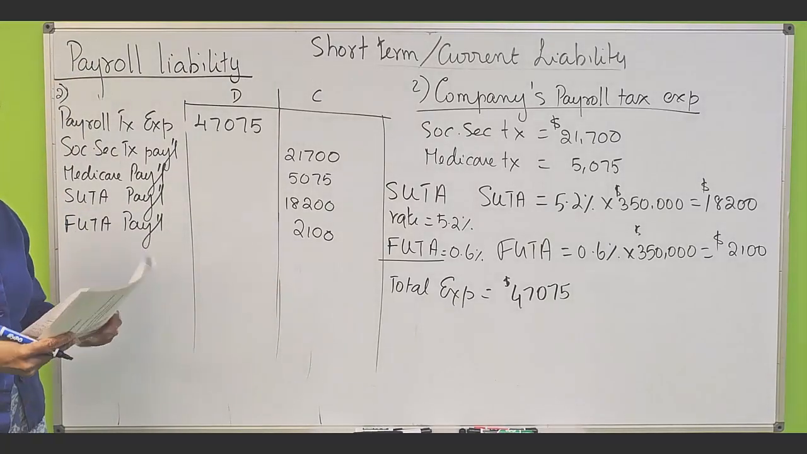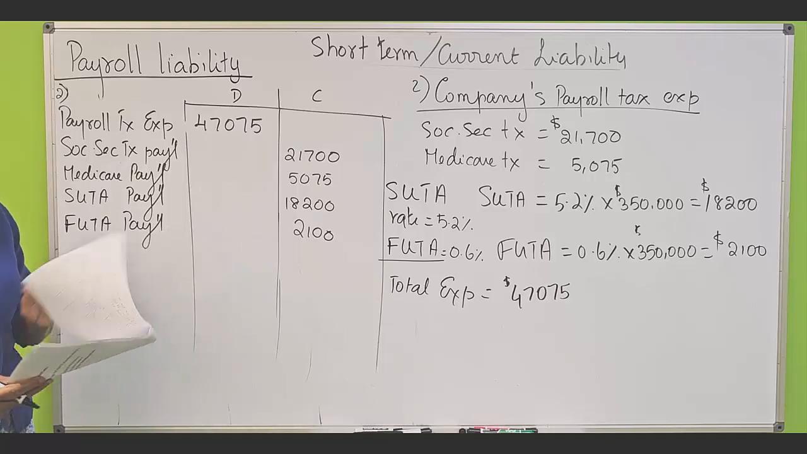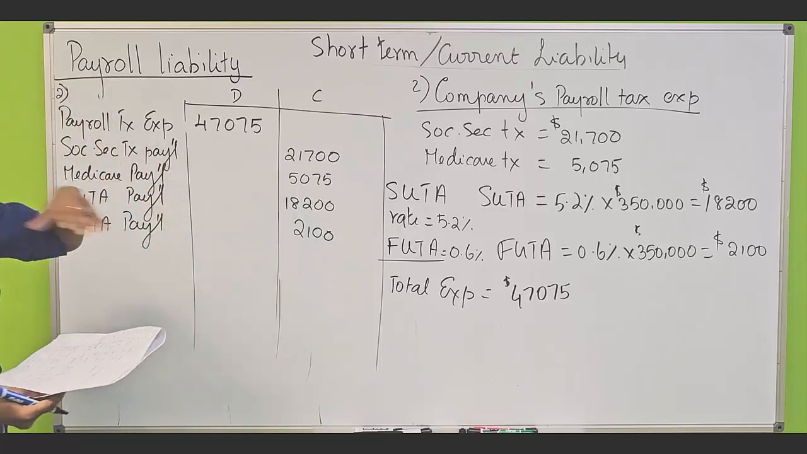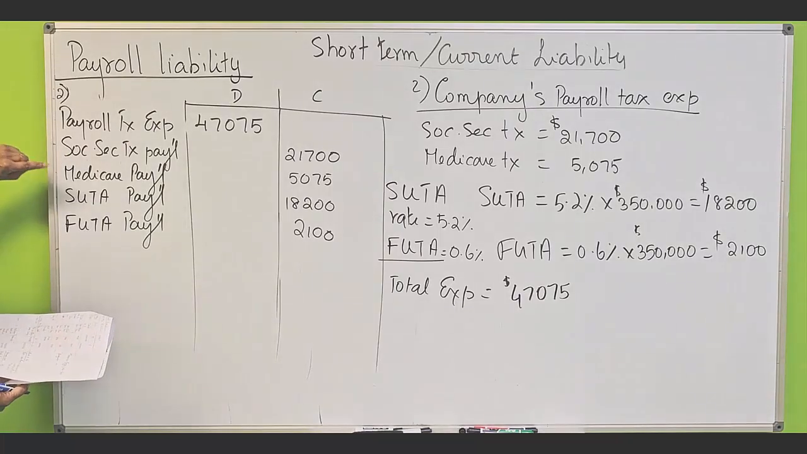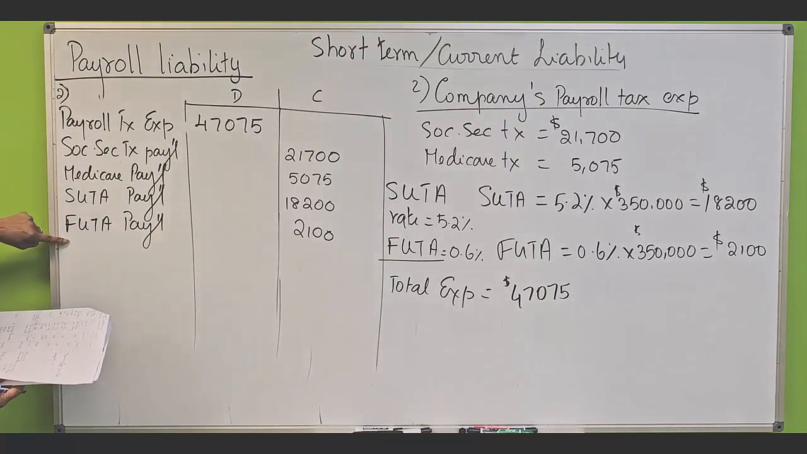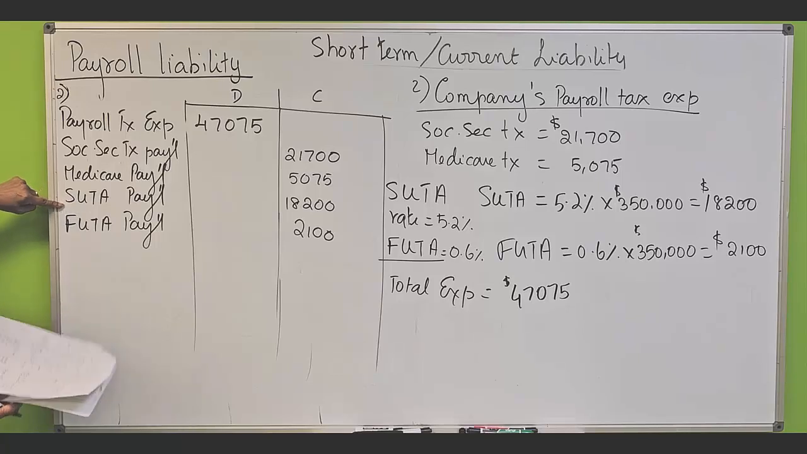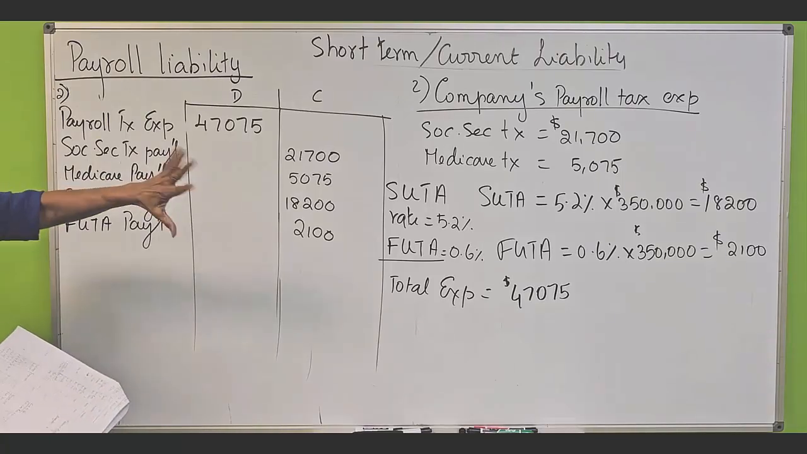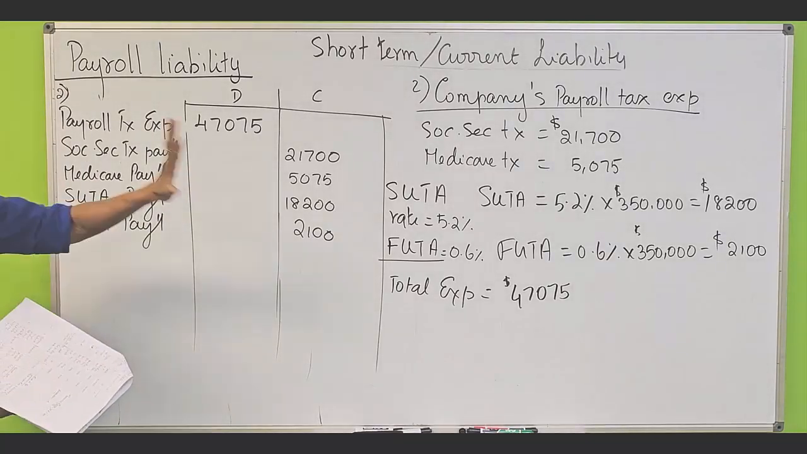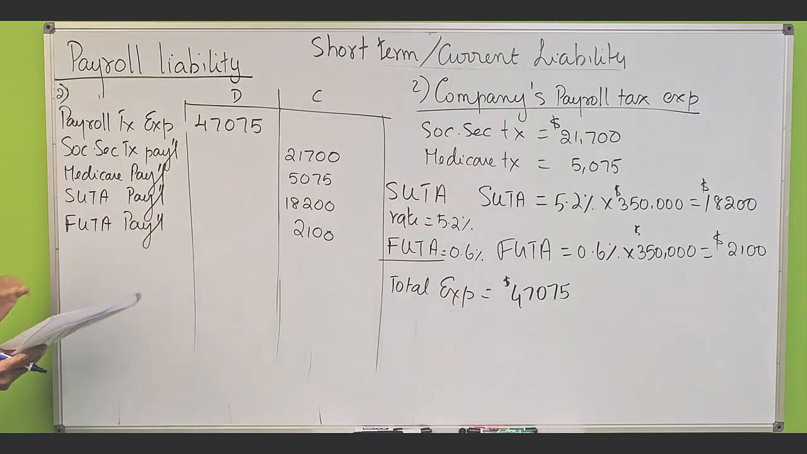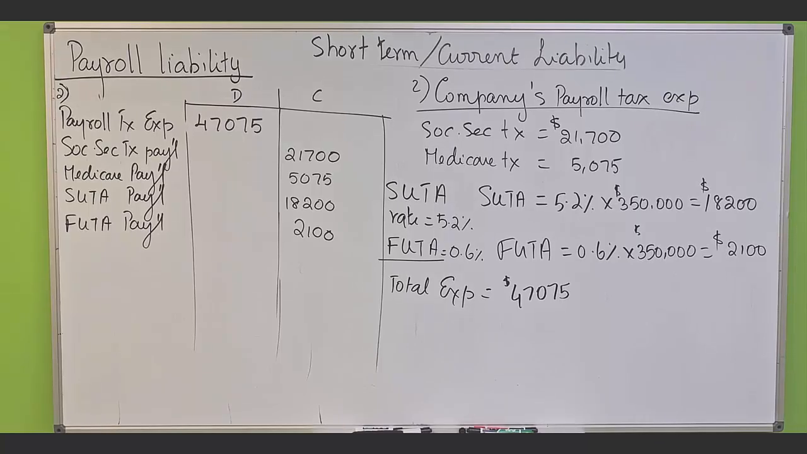Okay, folks? So now, when the company is paying all those, this goes to the federal government, this goes to the federal government, this goes to the federal government, and this goes to the state government. So when the company is paying these payables, it's going to debit all these payables and credit the cash. Now we will review the concepts related to accounting of payroll liabilities.